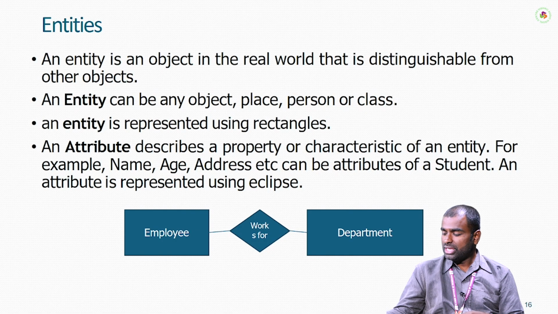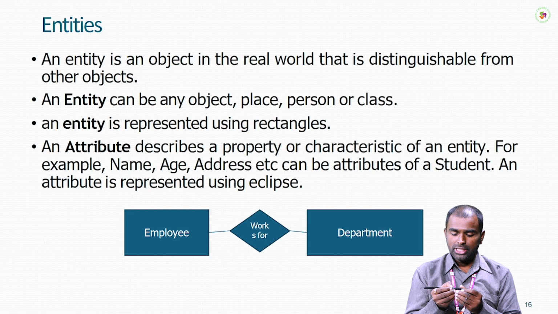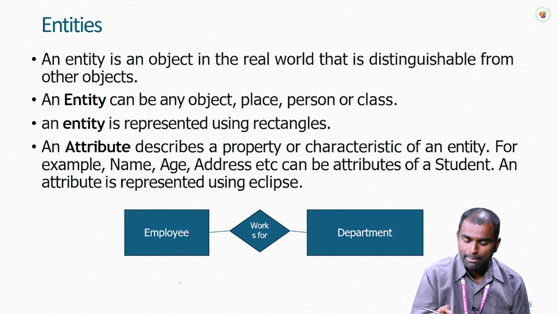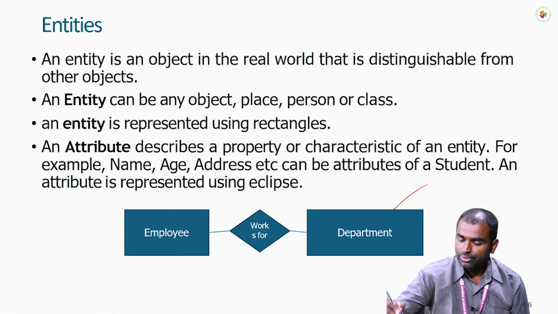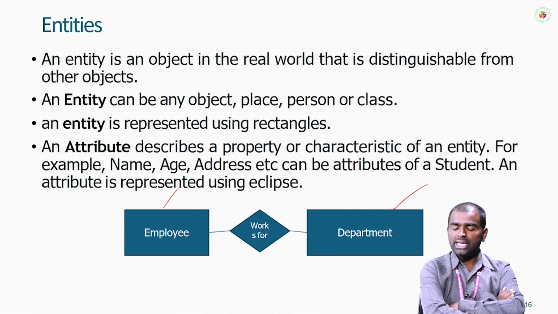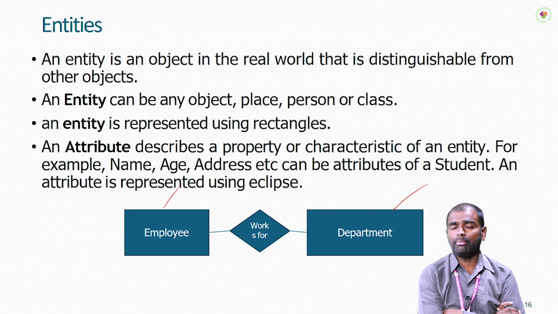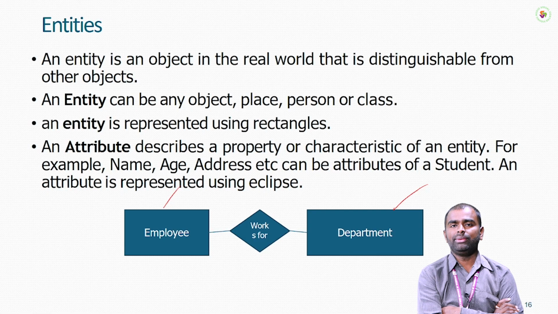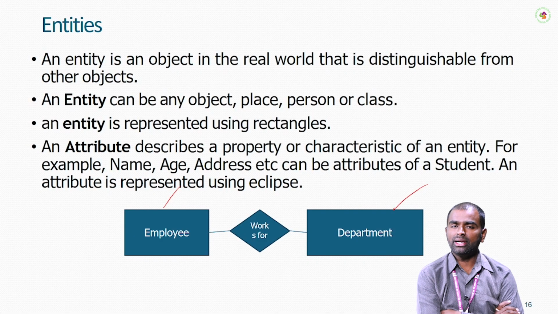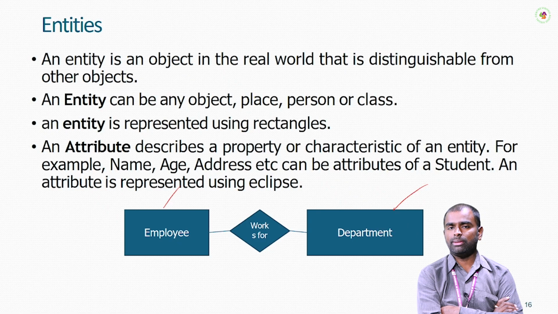See the symbol here: this employee is an entity, and it can be represented using a rectangle. Employee is an entity, department is an entity. Employee works for a department. Which employee works for which department? Employee is an entity, and in that, Ganesh Naidu is an entity. Department is an entity, and several departments are there. CS-BS is a department. Ganesh Naidu works for the CS-BS department. That is, employee works for department.